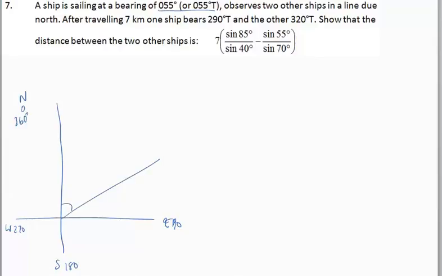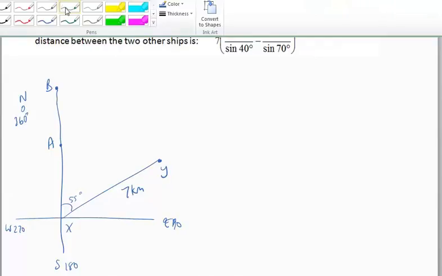So this is our angle here, will be 55 degrees. And that's starting at our point X. We observe two other ships in a line due north. So we're going to see our boat A and B. After travelling 7 kilometres, so this is our point Y, in 7 kilometres, one ship bears 290T.